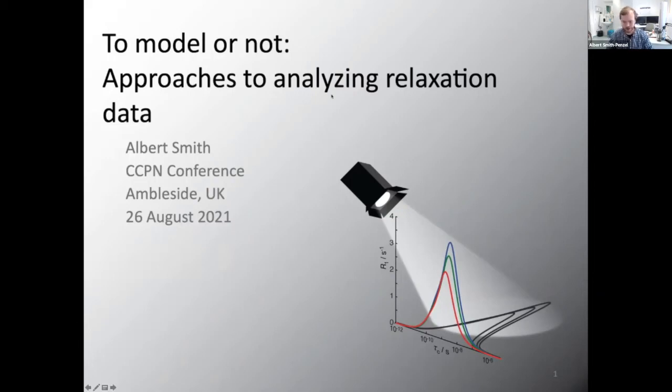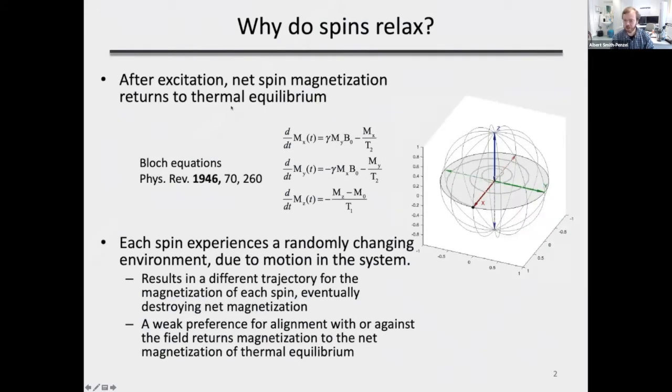Okay, so then I will talk about methods of analyzing relaxation data. And so just to start, of course, you've seen a couple slides that look kind of like this from Fabian, but I'll just briefly summarize.